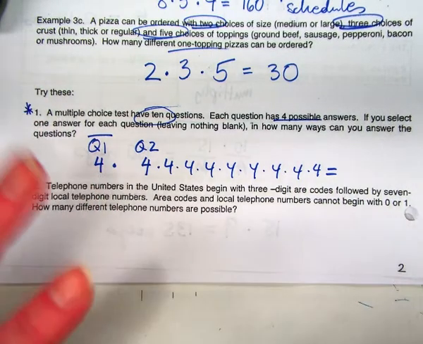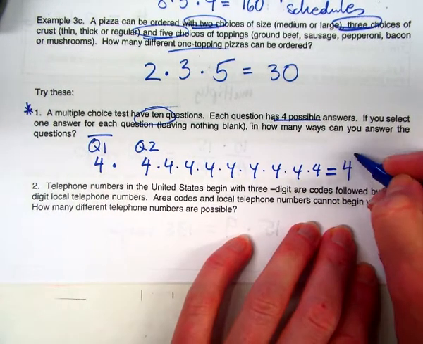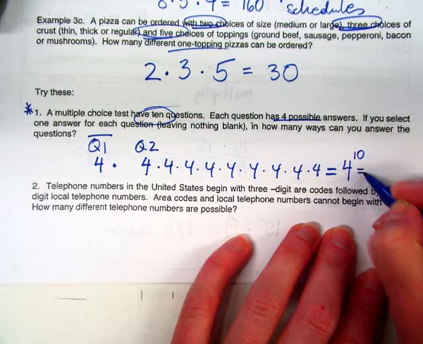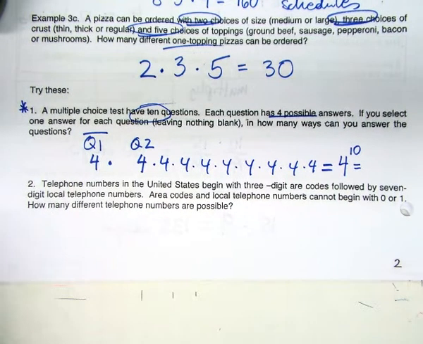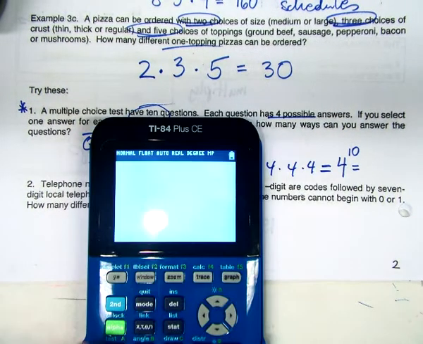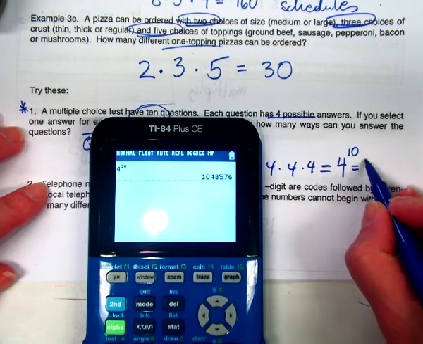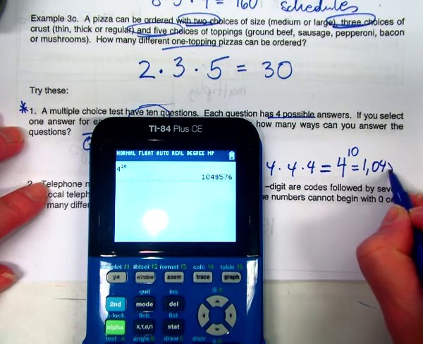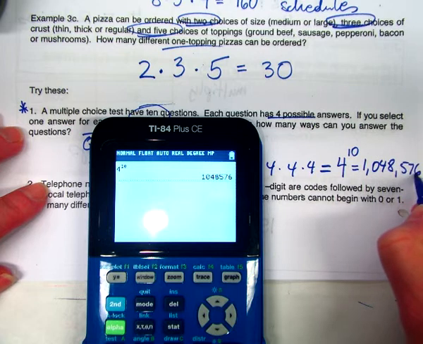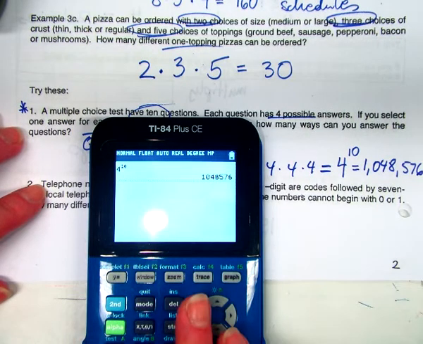So this is kind of a special type of problem where we have 4 to the 10th power. Why don't you guys do that on your calculator to see what you get? How many different ways can answers be selected? What is that? 1,048,576 ways. That's a lot.